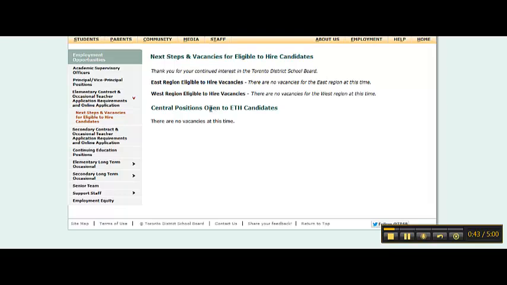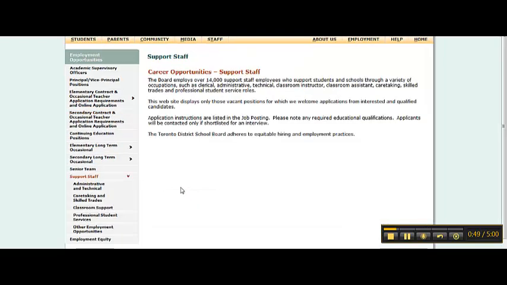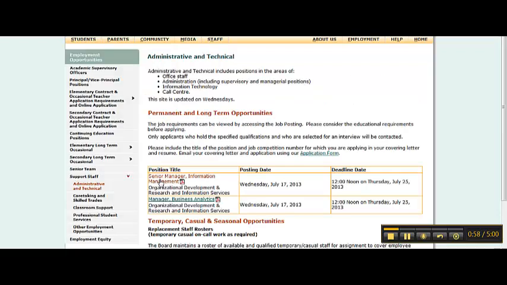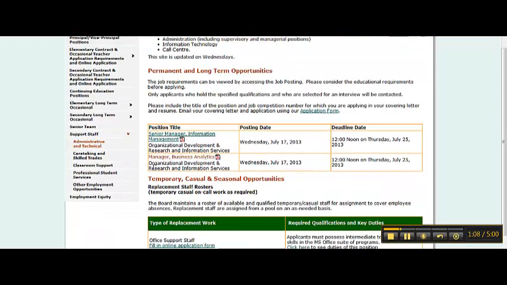Let's say we weren't looking for teachers within the Toronto District School Board, though. Let's say we were looking for support staff, right? Let's say that we were looking for administrative staff, like office support, right? You can see here we do have need for a senior manager of information management, so an IT kind of person, a business analytics person, right? Somebody more in the IT area.